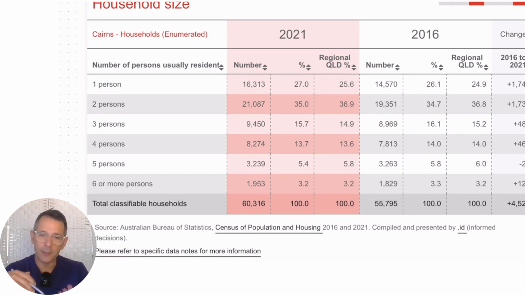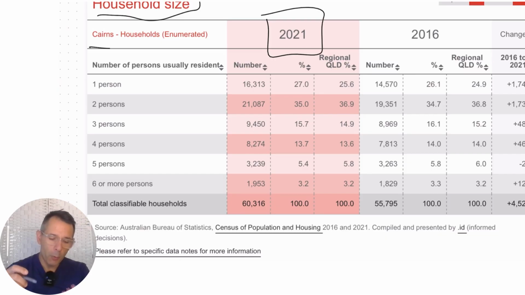Who is the customer that's going to rent my property? And who is the customer that's going to buy my property when I eventually sell it down the track? And for that, it's important to understand the demographic of the area. So you can see here, this is the household size in Cairns for the regional area from ABS data in 2021. So what we can see here is that 27% of people are one-person households.